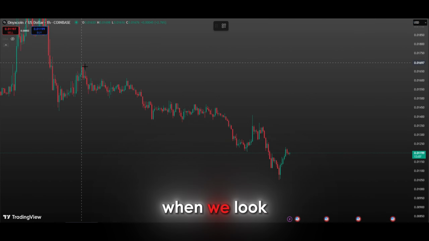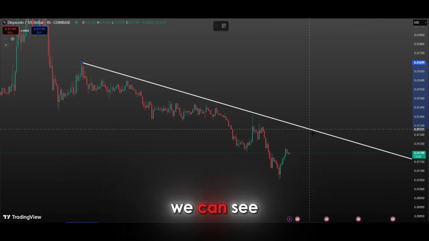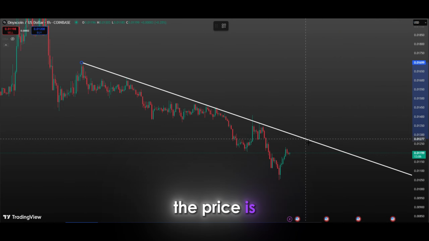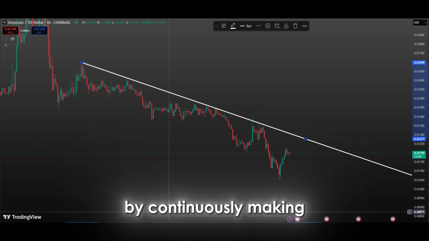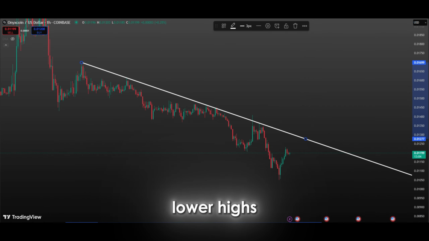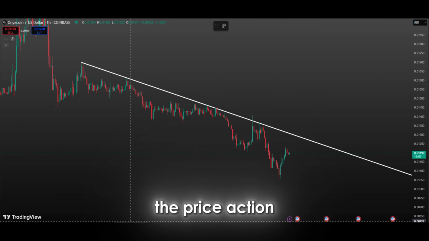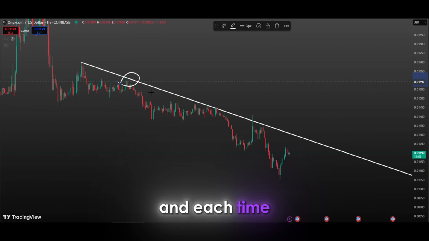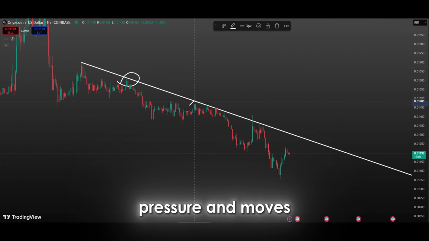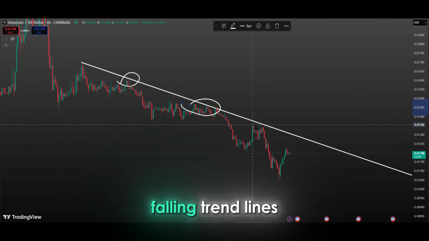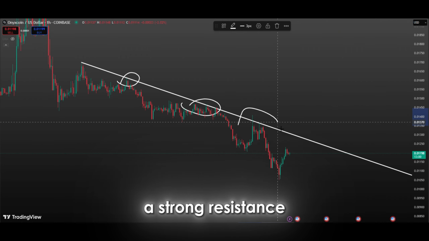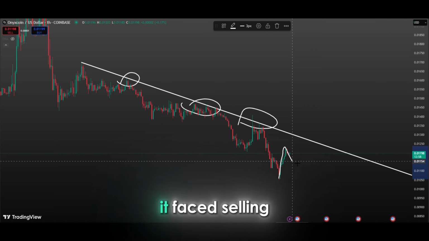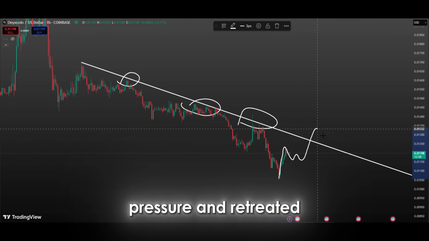First of all, when we look at the chart from a broad perspective, we can see that there is a clear downtrend. This trend shows that the price is exhibiting a downward trend by continuously making lower highs. When we examine the price action, we can see that it has touched this downtrend several times, and each time it does, it encounters selling pressure and moves down again. Falling trend lines often work as a strong resistance zone in the markets. So every time the price touched this trend, it faced selling pressure and retreated.